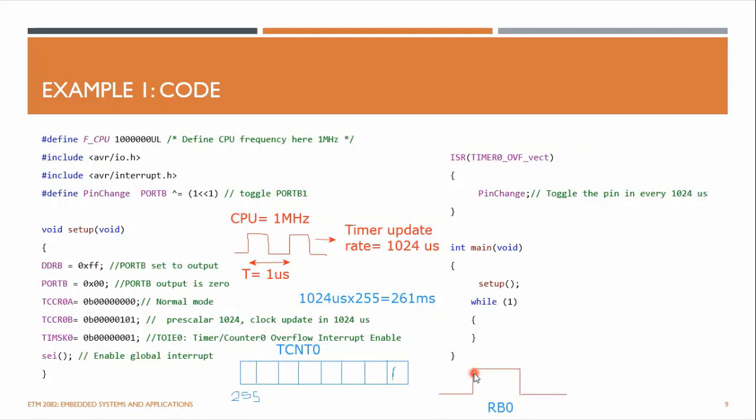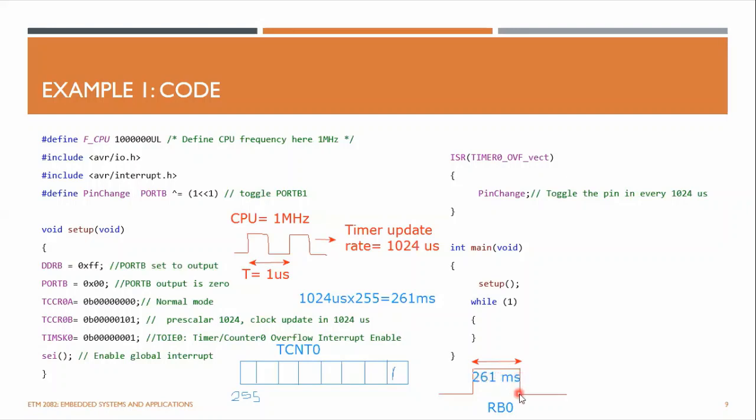It will be in the logic 1 state until the next time the interrupt is generated, which means it takes 255 cycles, approximately 261 milliseconds, to be in this state. After that, the state of the pin will drop to 0. Likewise, it will resume toggling the pin at each state. So the periodic time of this RB0 pin is 261 milliseconds. The turn on time is 261 milliseconds, and the turn off time will be the same.